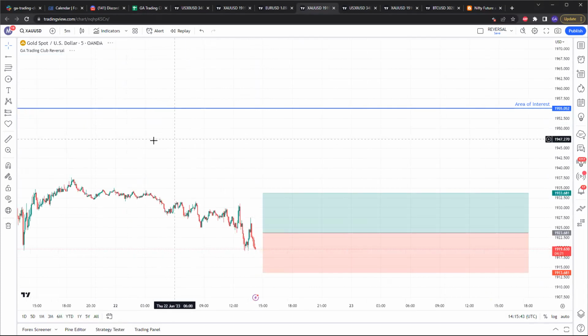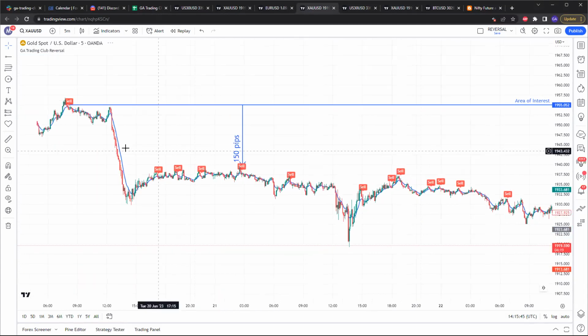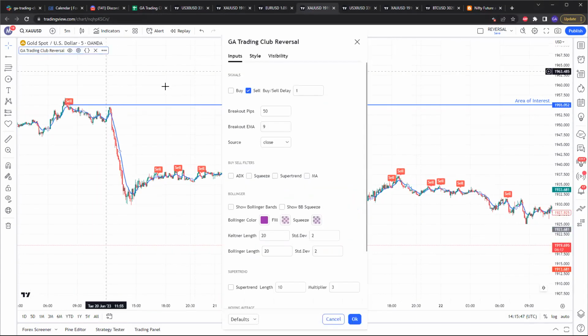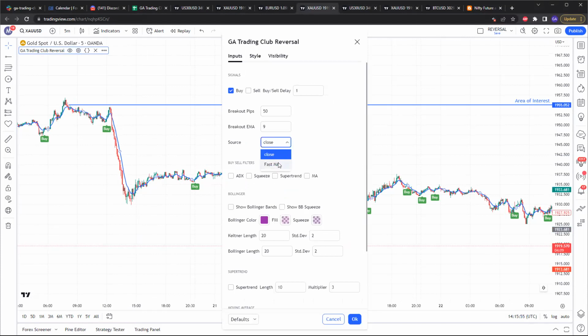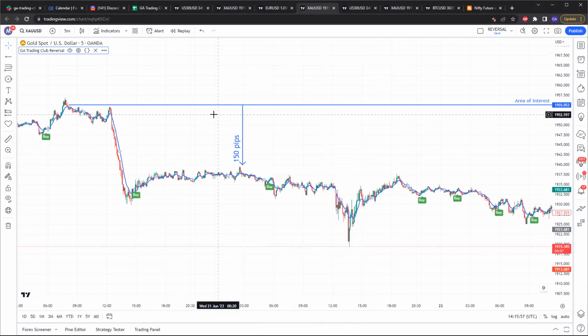This right here, the buy on the 15-minute, was a very valid buy because we got the buy down here. If I turn off the sells, this is the buy we took right here. It was somewhere down here because this one I changed to fast moving average. This was a valid buy because gold had trended down from my area of interest for more than 150 pips before it gave me the buy. So that's all I needed to know. That aligned to my strategy.